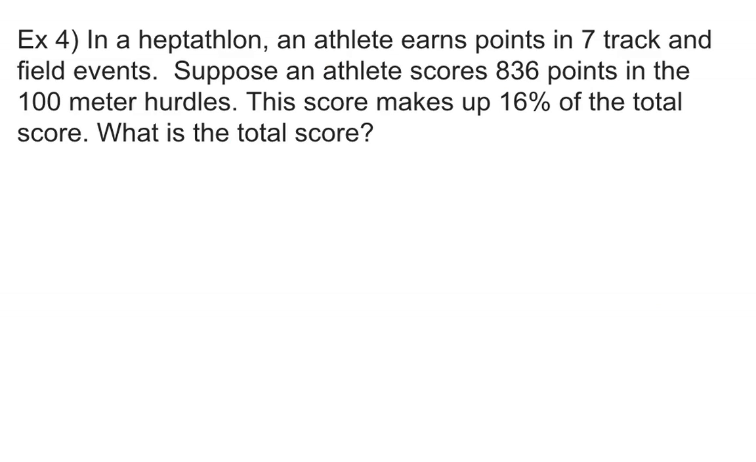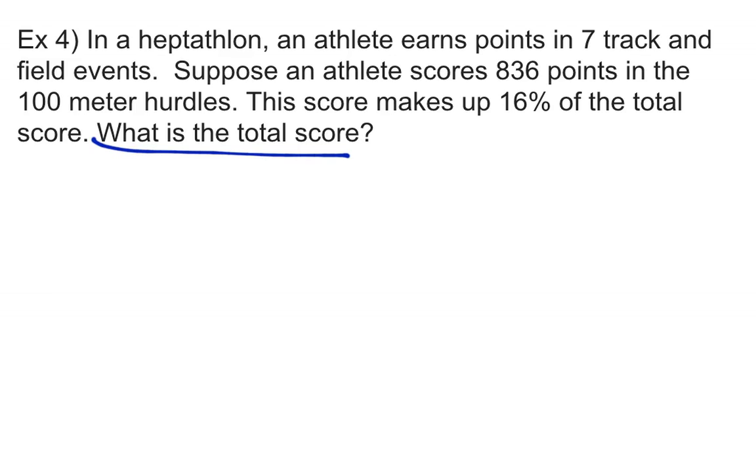Okay, final problem for us today, story problem, says in a heptathlon, an athlete earns points in 7 track and field events. Suppose an athlete scores 836 points in the 100-meter hurdles. This score makes up 16% of the total score. What is the total score? So we're looking for what the total is.